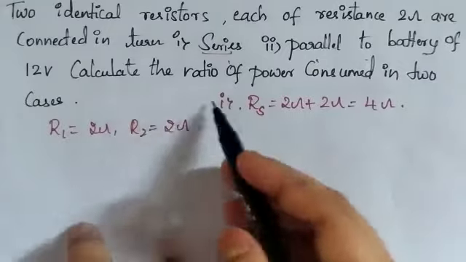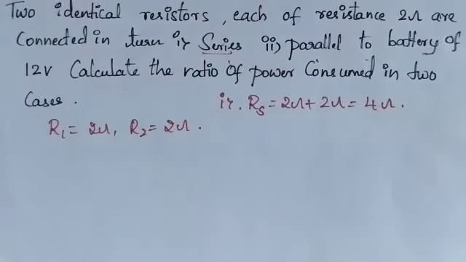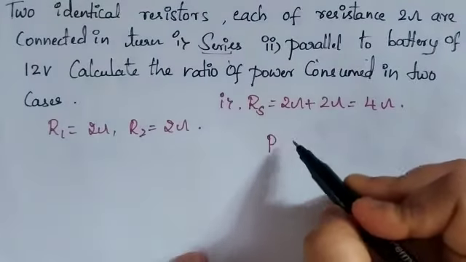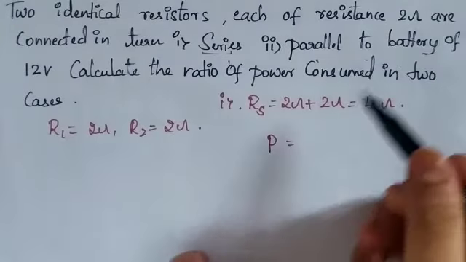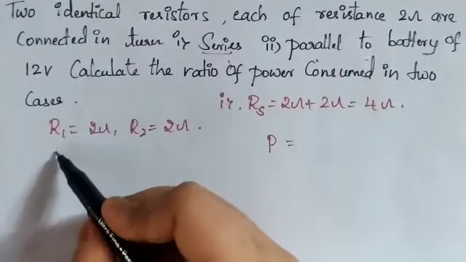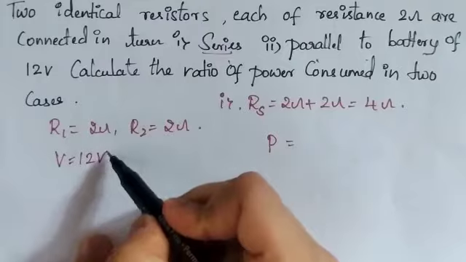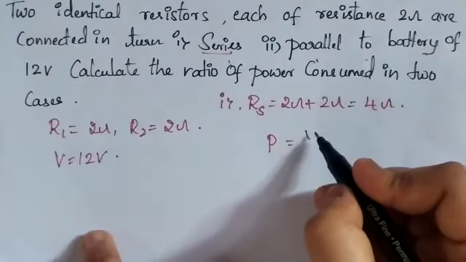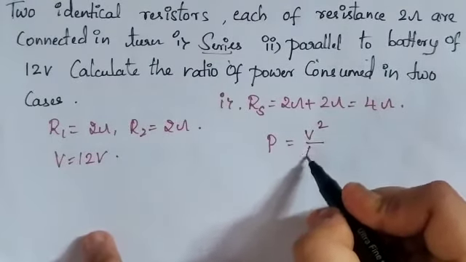So calculate the ratio of power consumed in the two cases. First we have to find the power in the resistors connected in series. Next we have to find the power when resistors are connected in parallel. So let me take the formula. Power is equal to, here voltage is given, that is V equals 12 volt. So what is the formula? I have to use V square divided by R.